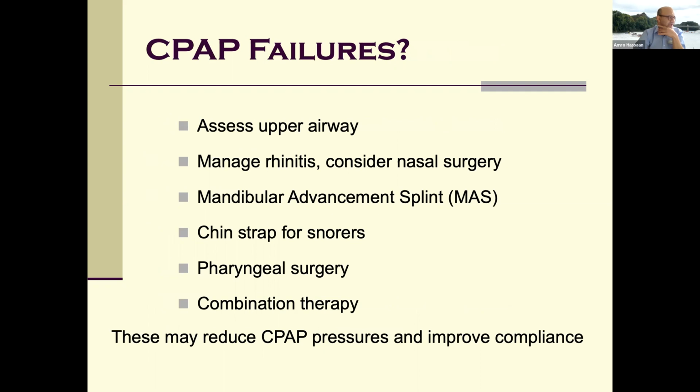So if it is a failure, what do you do? Well, you've got to assess the upper airway, manage the rhinitis, and consider nasal surgery if the nose is the problem. A mandibular advancement device may provide some support. Chin strap for snorers, and you have to write "for snorers" in your search, otherwise you will get moustache designs. So a chin strap for snorers is basically something that keeps your mouth shut, because we know that if your mouth is shut, you will breathe through your nose better and you'll get better laminar flow.